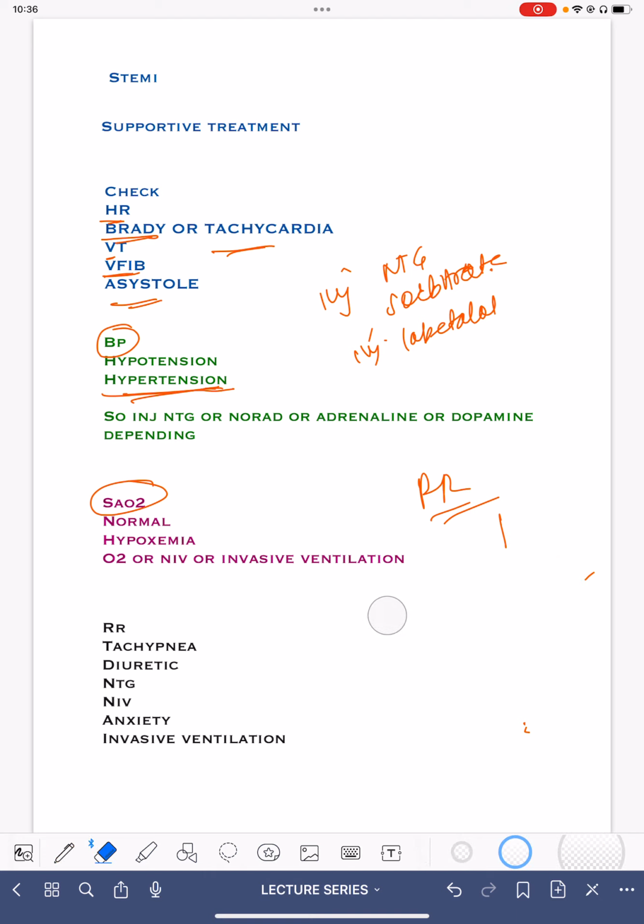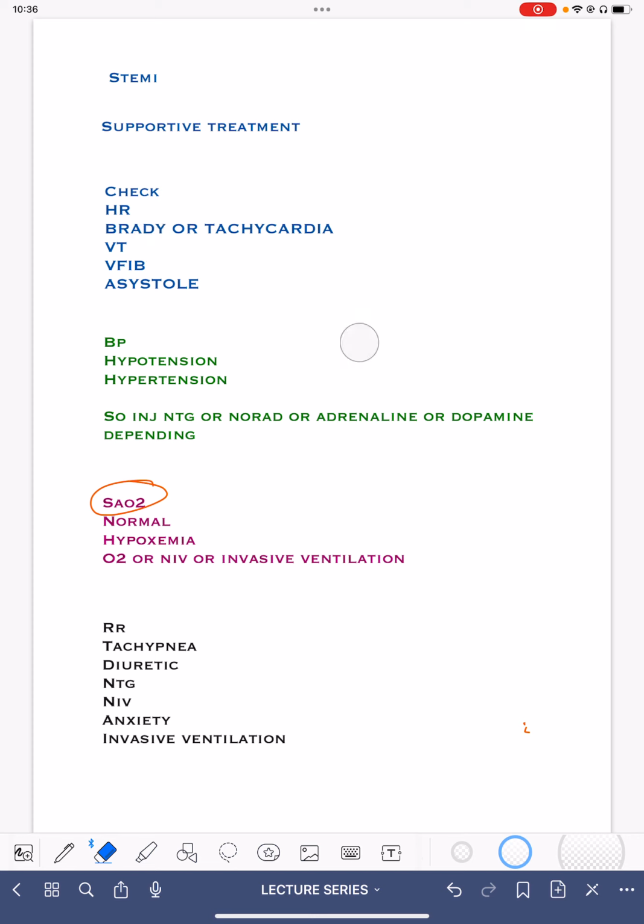If the patient is very unstable, or if the patient has altered mental status, or if the patient gets cardiac arrest, then definitely we don't have any option other than to do invasive ventilation.